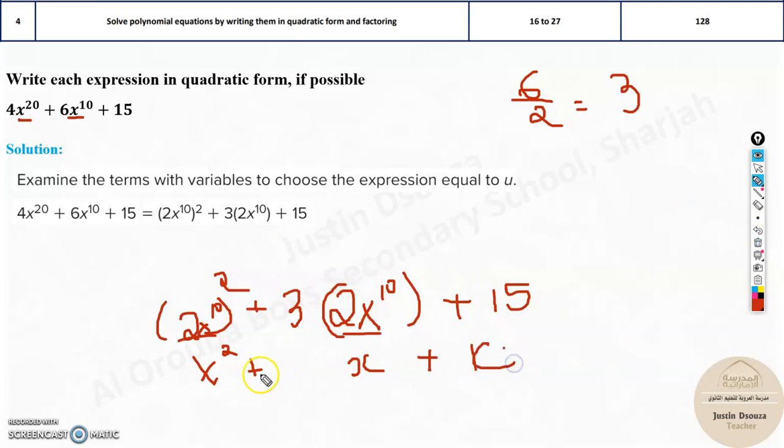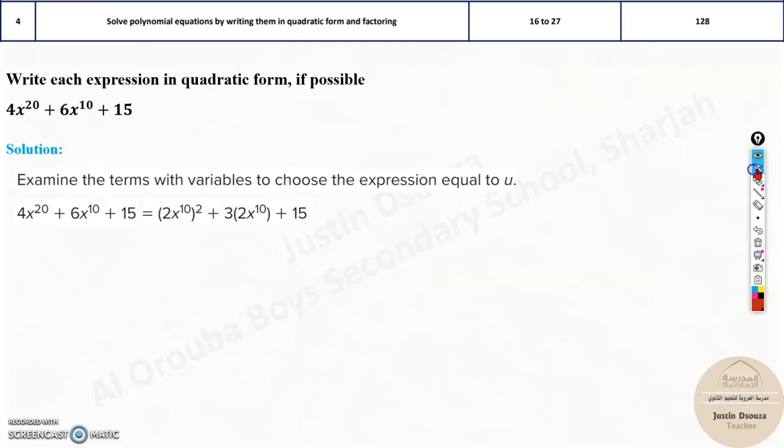Now it's basically x squared, x and c. That's the answer over here. Just remember, when you expand it over here, you're going to get the question.